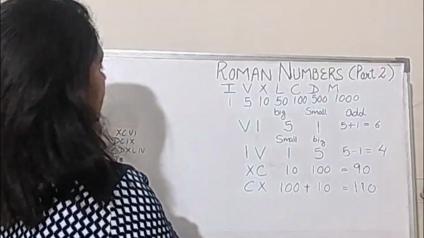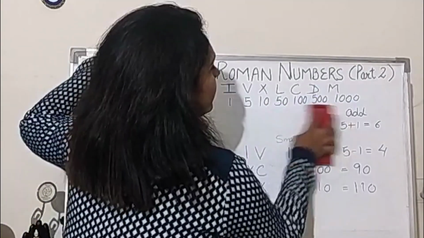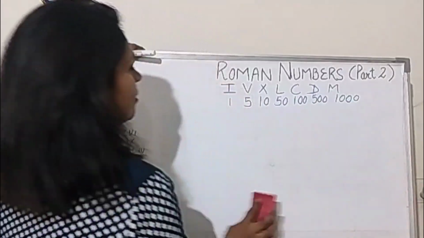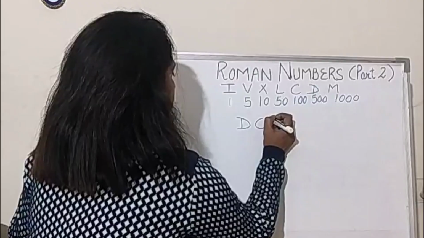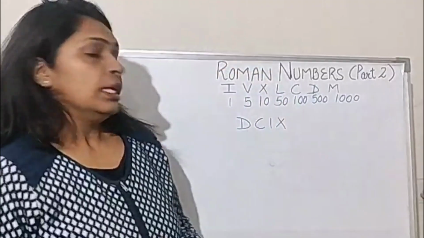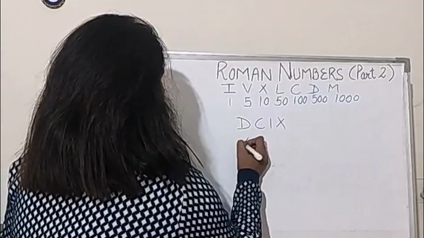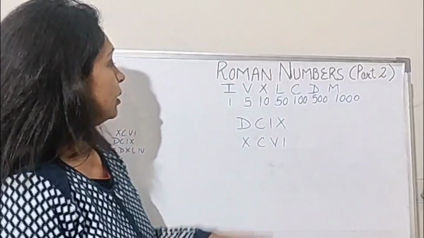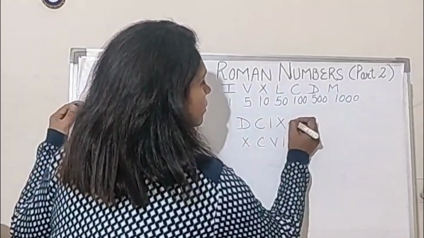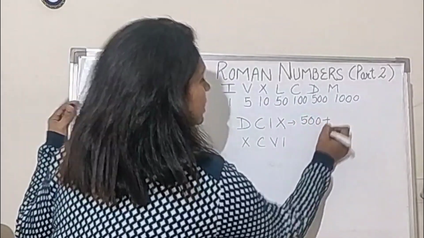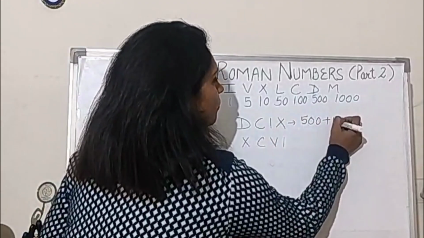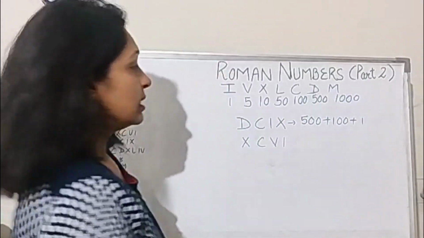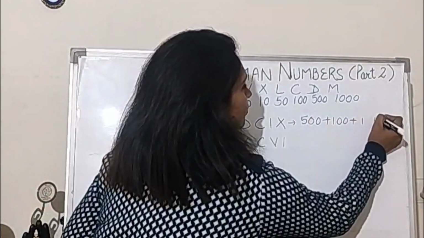So let's move to the another part of it. Now we will try writing some big numbers, and let's see if we can crack that rule or not. So DCIX, and then we will write XCVI. So these are the two numbers that we're going to try now. D is what? 500. C is what? 100. I is 1. And then X is 10.